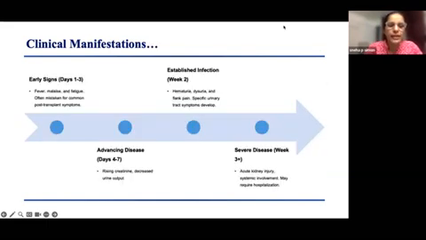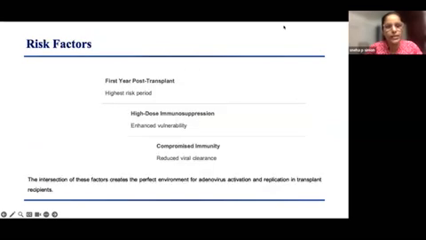In the early days, it will be mistaken for common post-transplant symptoms like fever, malaise, and fatigue in 1 to 3 days. Then when it advances by 4 to 7 days, slowly the creatinine will be creeping up, with a decrease in urine output. Established infection occurs by week 2. By this time, the patient will be having hematuria, dysuria, and flank pain. By week 3, there is severe disease with severe acute kidney injury, systemic involvement, and disseminated disease, requiring hospitalization and even dialysis. Risk factors: the first year post-transplant is the highest risk period because of high-dose immunosuppression, an enhanced vulnerable period, and compromised immunity that reduces viral clearance.